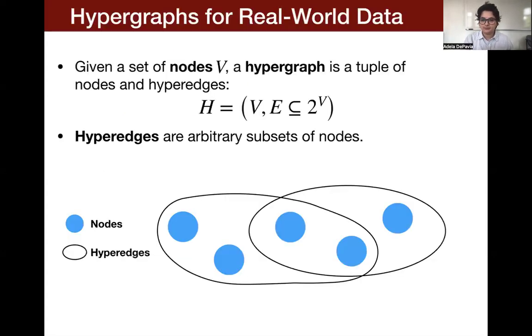So given a set of nodes V, a hypergraph is a collection of nodes and hyperedges, where a hyperedge is an arbitrary subset of nodes. Here we represent nodes in blue, and then in black, we've drawn circles around subsets of nodes indicating hyperedges. So this diagram shows a hypergraph with two hyperedges in it.